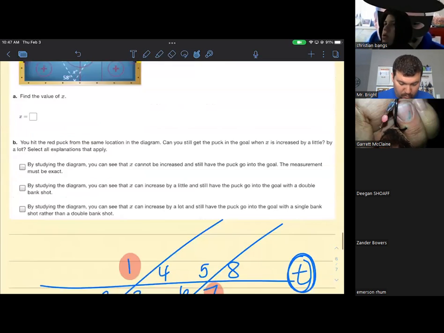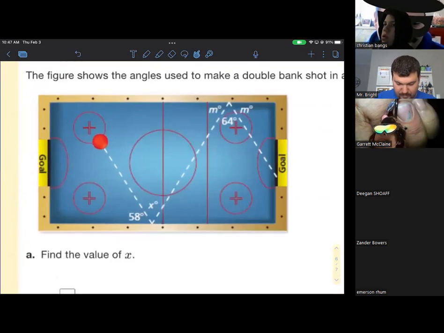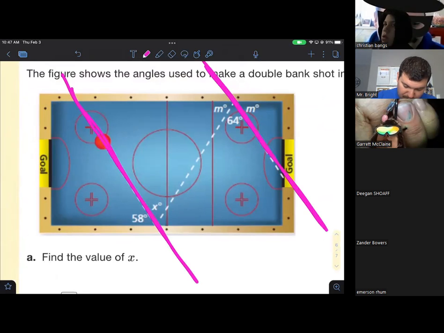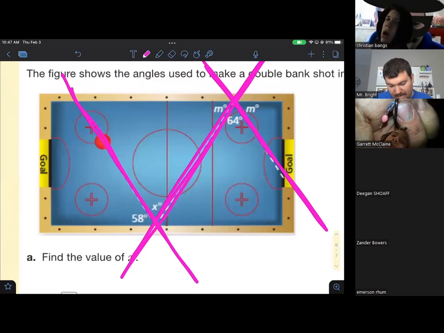Okay, let's look at one homework question and then we are done. This is number 30. The figure shows the angles used to make a double bank shot in an air hockey game. Find the value of X. Okay, so you could probably do this one without, let's do this. You could do this one without knowing much about the transversals and parallel lines and all that, but it certainly helps. And so to find the value of X, I know that X is going to, well, here's angle X.